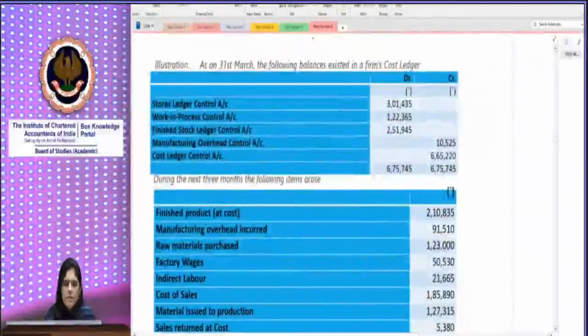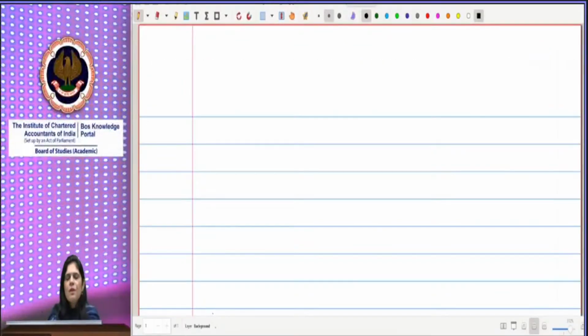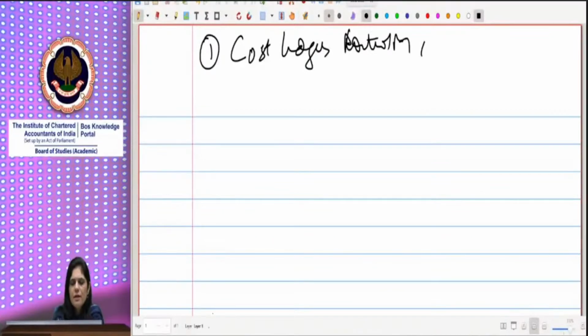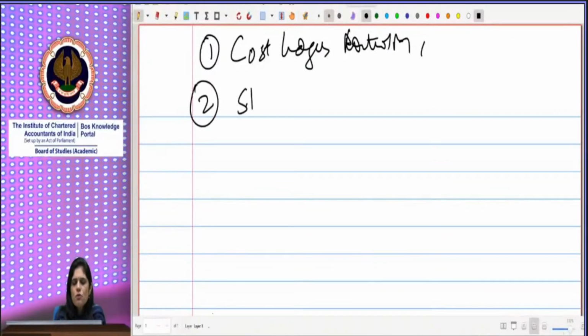Okay, so now it's the time to do the question. So students, now you have to make the ledger accounts. How do we do it? What all accounts do we have to make? First of all, cost ledger control account. You always have to make a cost ledger control account. Clear? Then you have to make stores ledger.